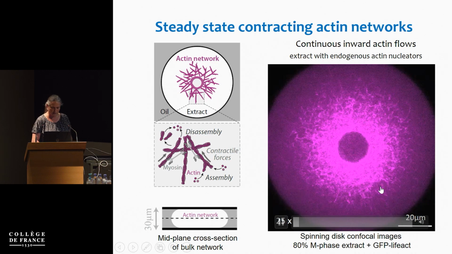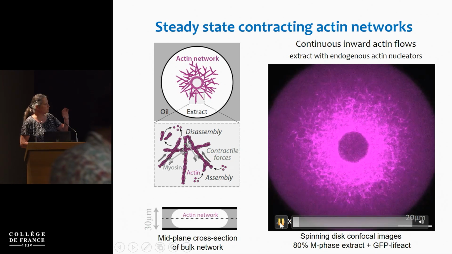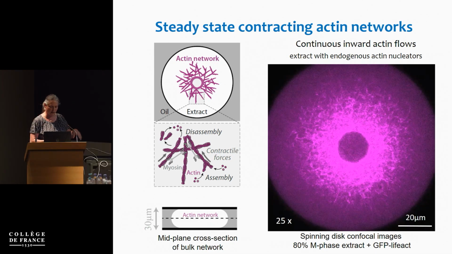So when you encapsulate these extracts in a water and oil droplet, basically this is what you see. So basically this is just extract with LifeAct to label the actin, and what you see are these continuous fluxes of actin towards the middle. And I should just note that we take the droplets and we squish them into a pancake geometry, and what you're looking at here is the mid-plane of the network.